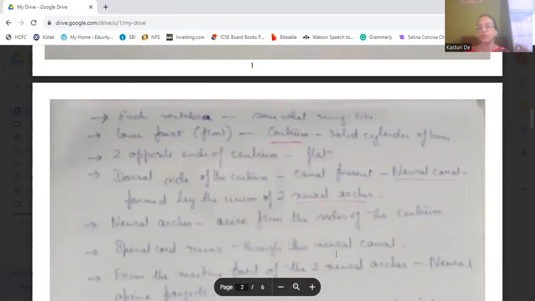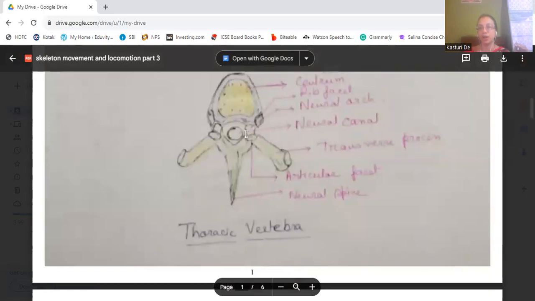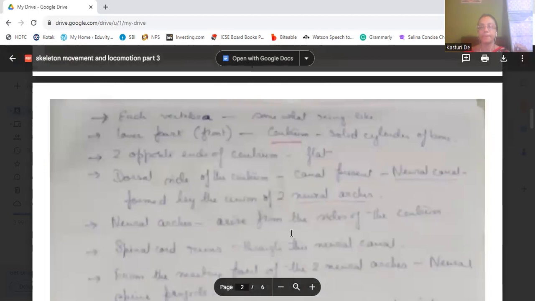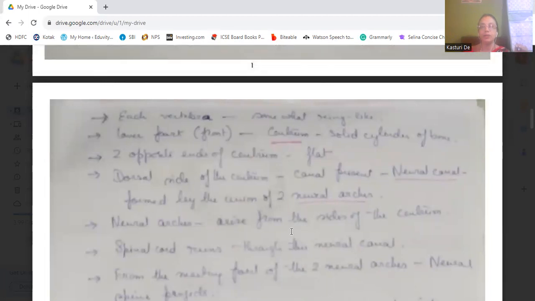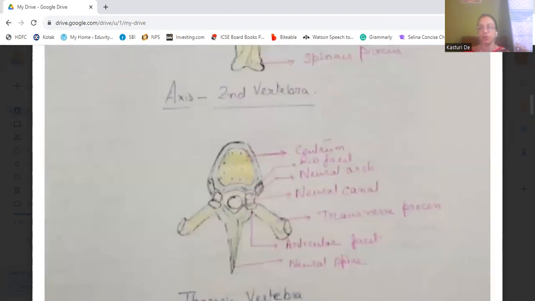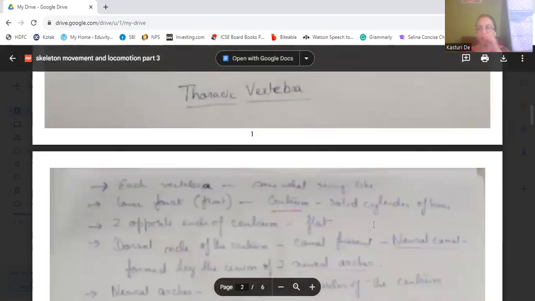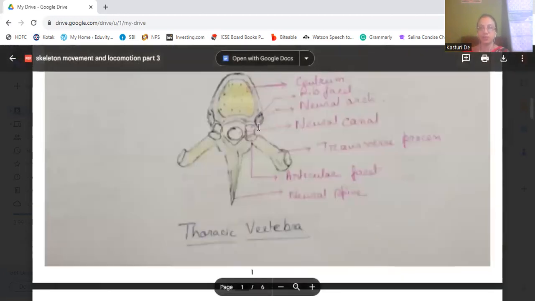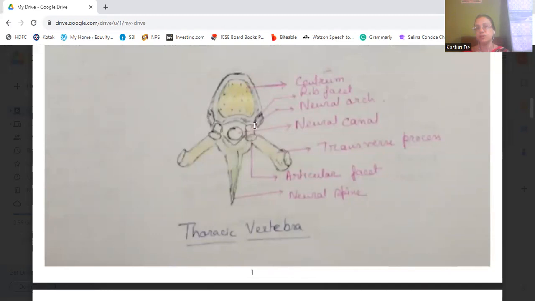On the dorsal side of the centrum, a canal is present, which is known as the neural canal. It is formed by the union of two neural arches. Where the two neural arches join, that forms the neural canal. The neural arches arise from the sides of the centrum.